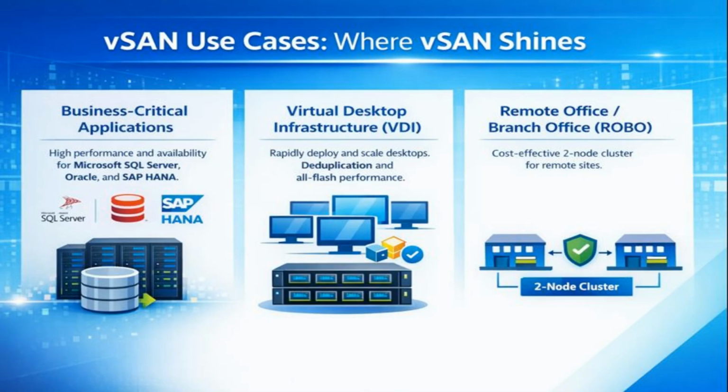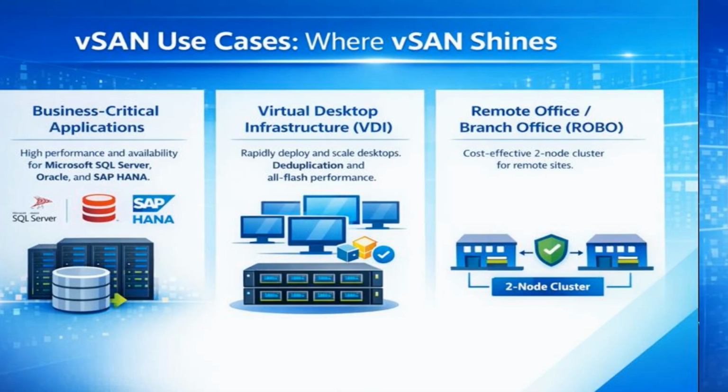vSAN use cases. Business-critical applications: delivers high performance and availability for workloads like SQL Server, Oracle, and SAP HANA. Virtual desktop infrastructure, VDI, enables fast deployment and scaling with all-flash performance and deduplication. Remote Office/Branch Office, ROBO, offers a cost-effective two-node solution with enterprise features and simple management. In short, vSAN is ideal for critical apps, VDI environments, and remote locations requiring reliable, scalable storage.